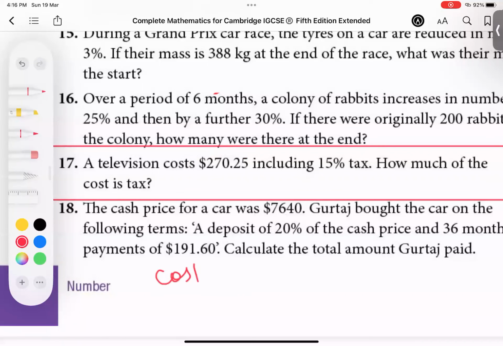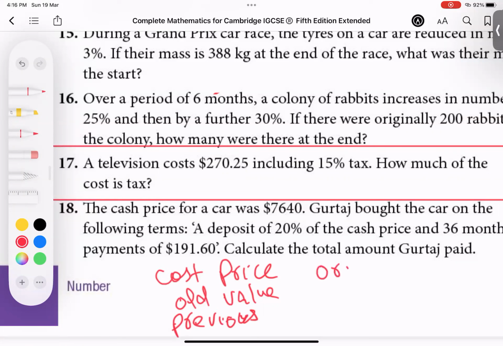Whenever cost price is coming, cost price, old value, previous value, okay. Whenever these things come, original value, sometimes he asks original word, original value. So whenever we are asked these things, we take it as 100%. I mean the full amount, okay, full amount.